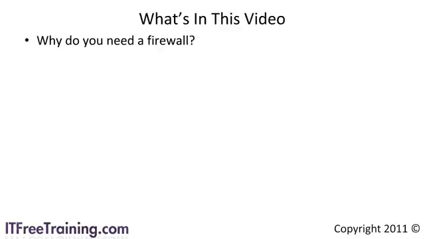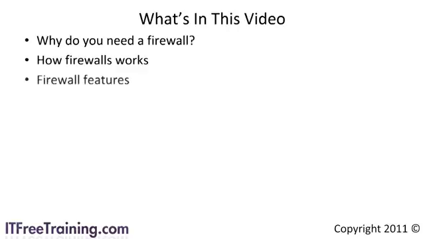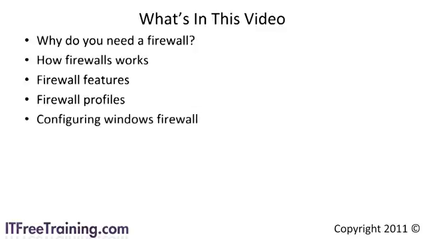Once you have an understanding of why you need a firewall, I will look at how a firewall works. The Windows Firewall has come a long way from being a simple packet filter and now has a lot of features. I will look at these features and how you can use them. Next, I will look at firewall profiles. Firewall profiles help you configure the Windows Firewall to adjust its rule set as you move between networks. Lastly, I will look at how to configure the Windows Firewall.